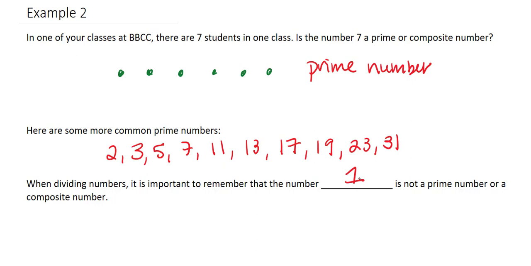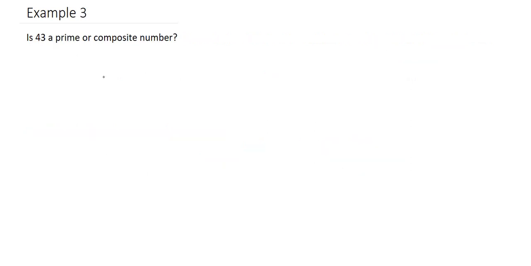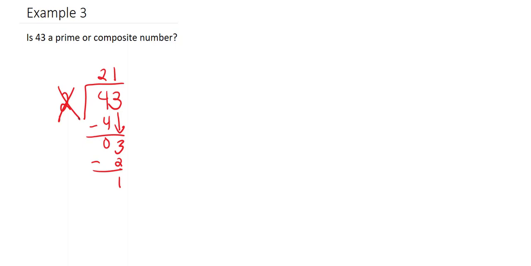Now let's go ahead and look at the next example. Example 3. Is 43 a prime or composite number? So another way, instead of circling and putting dots in to see if we can make equal amounts, is we can just start dividing. So 43, if we were to divide it by 2, well, 2 can go into 4 2 times. We subtract, we get 0, bring down the 3. 2 can go into 3 1 time, so that's 2, we get 1. So we're not supposed to have a remainder or a decimal, so it can't be broken down into 2 groups equally. Let's try 3 now.